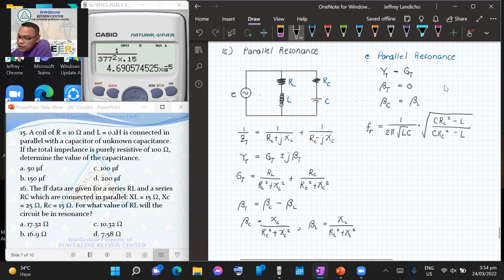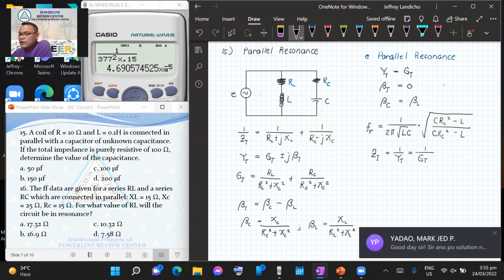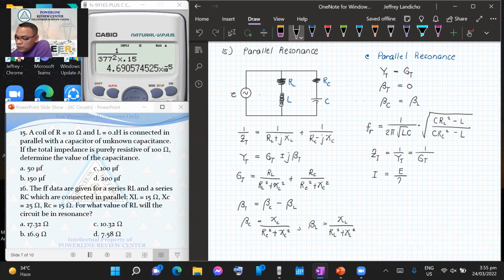Kaya kapag kinuha natin yung ating impedance, total impedance, which is the reciprocal of your admittance, so lumalabas, it is just simply the reciprocal of our total conductance. Ito yung total conductance. So, therefore, pag kinuha ulit natin ang current, so ganun pa rin. E over kanino? Total impedance. So at this case, ang pinagkaiba naman, kapag parallel resonance, the current, it is known to be minimum.